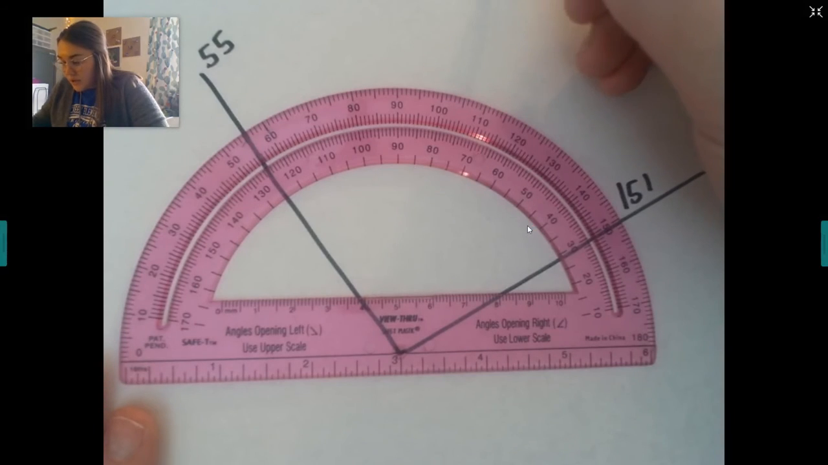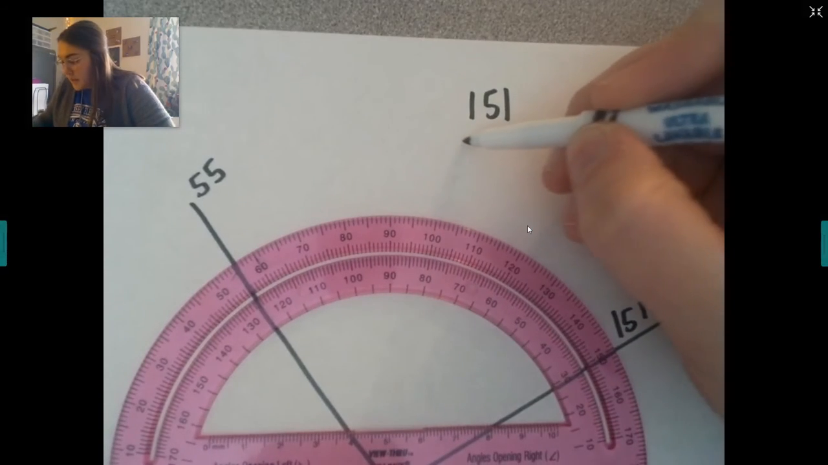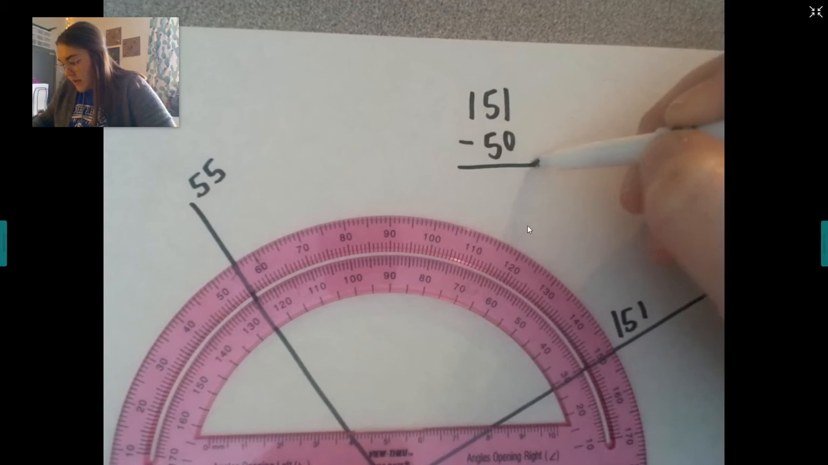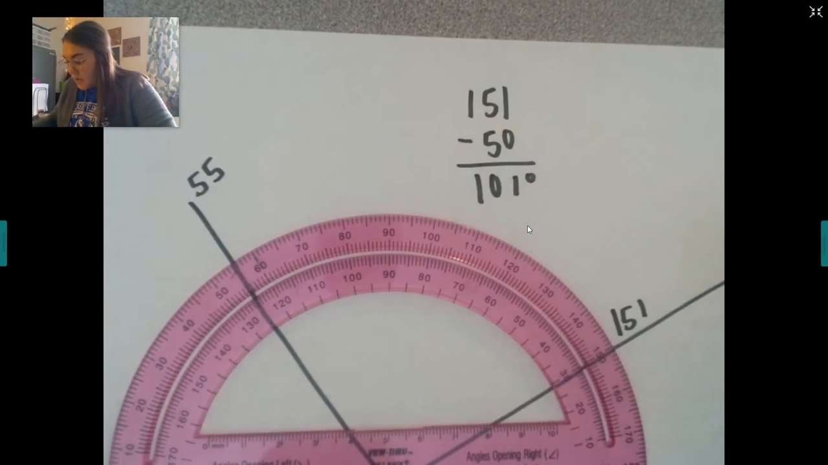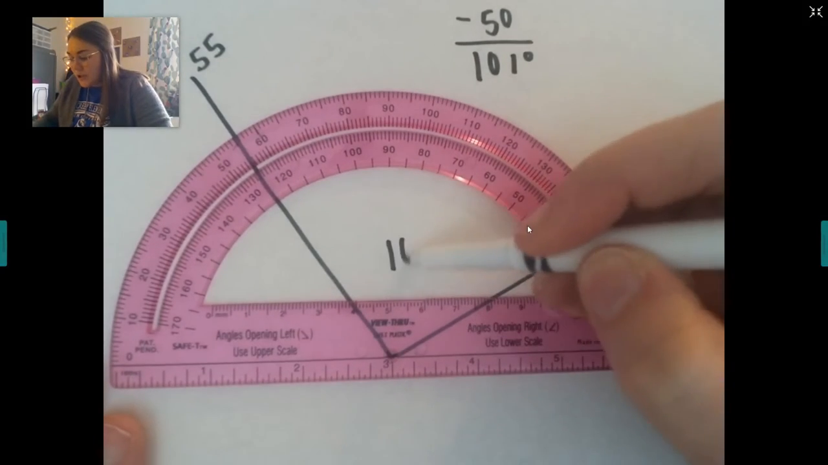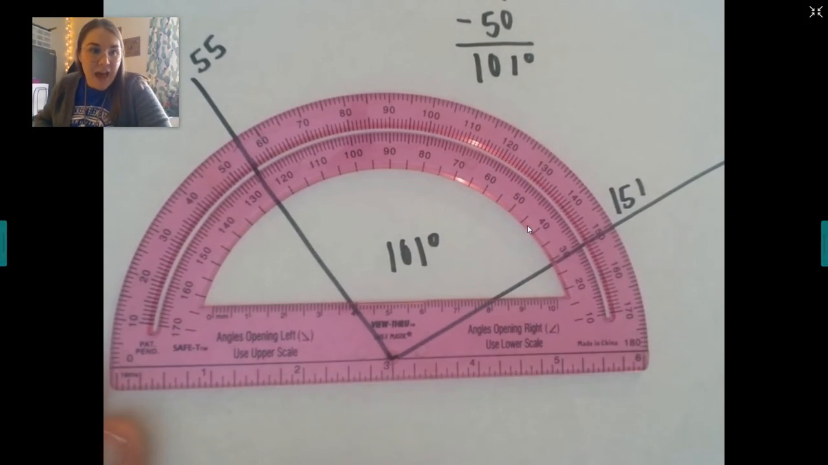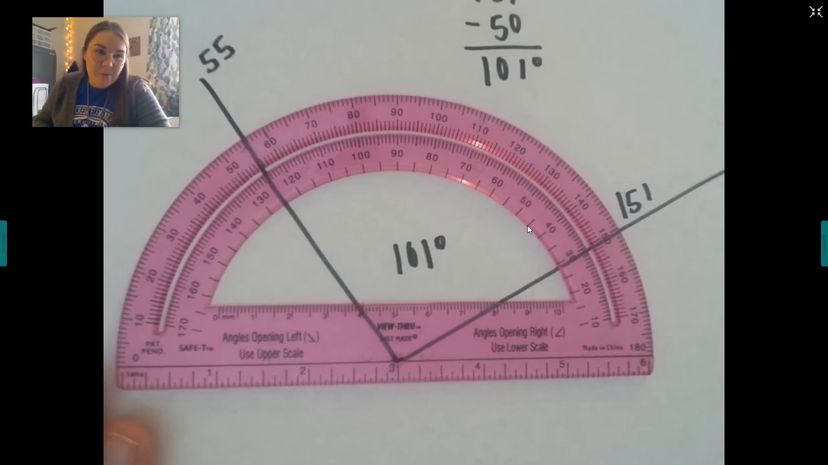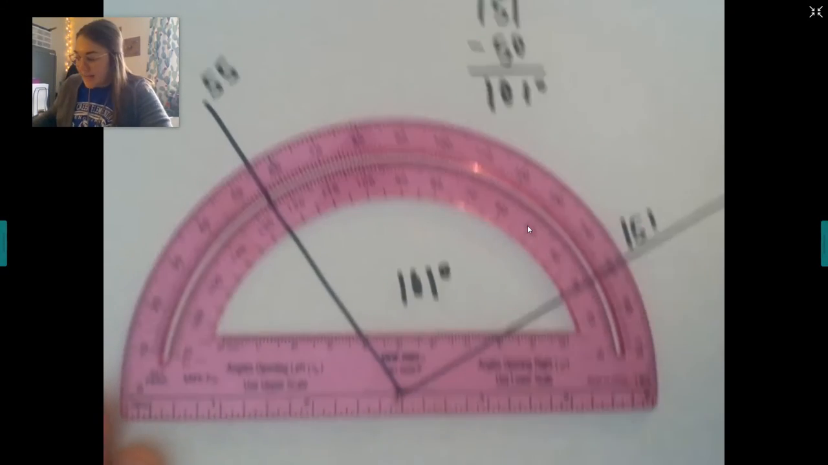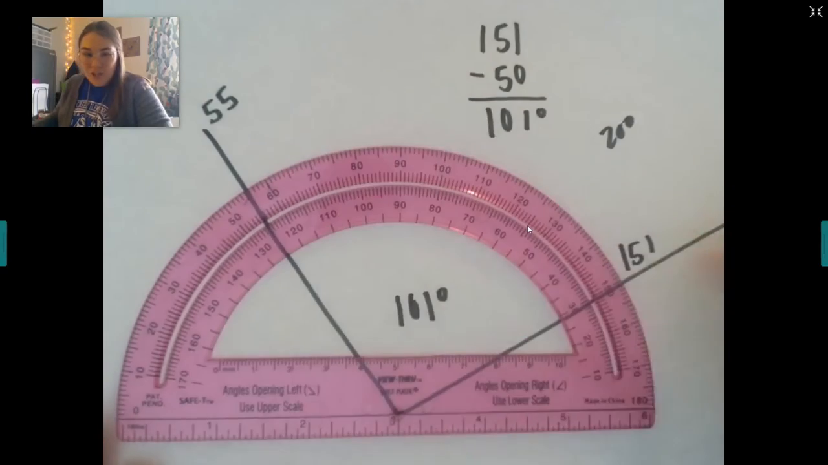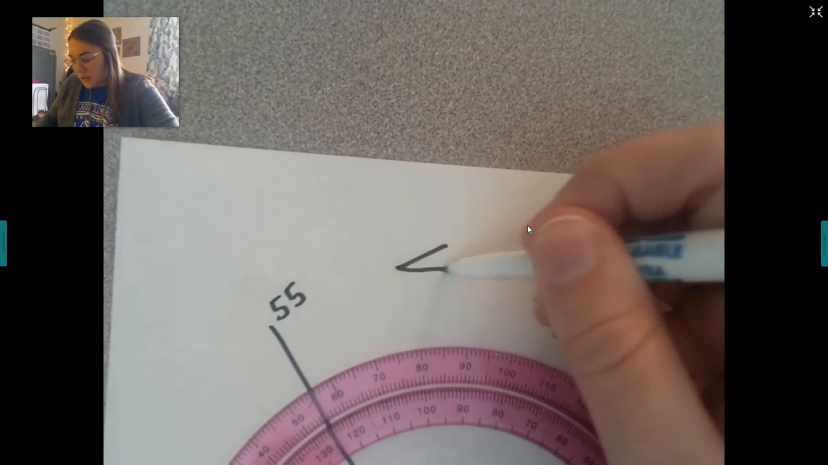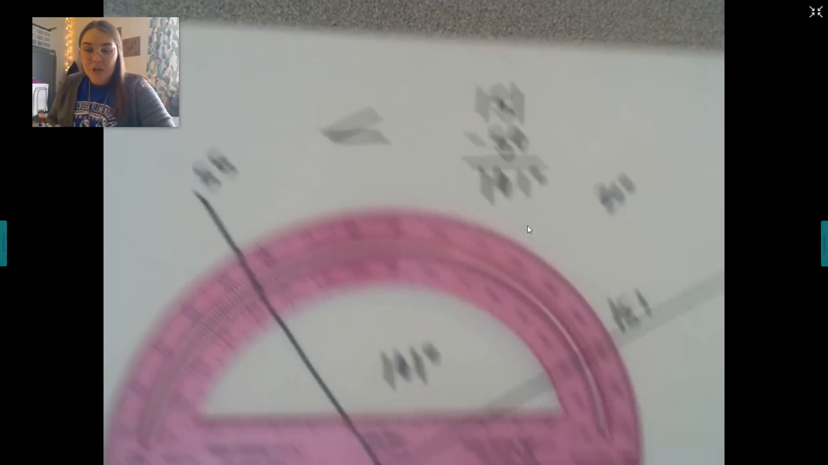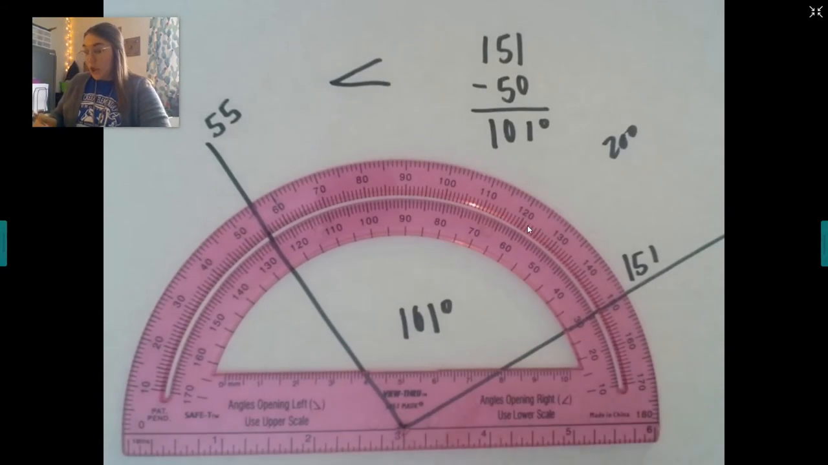So then I'm going to take 151 and I'm going to subtract 50. And I get 101. So this angle looks obtuse. So would 101 degrees make sense for that angle measure? Yes, it would make sense. If for some reason you subtracted and you got like 20 degrees, does this look like a 20-degree angle to you? No, and a 20-degree angle to me would look something like that. So make sure your answer is logical before you put it in.